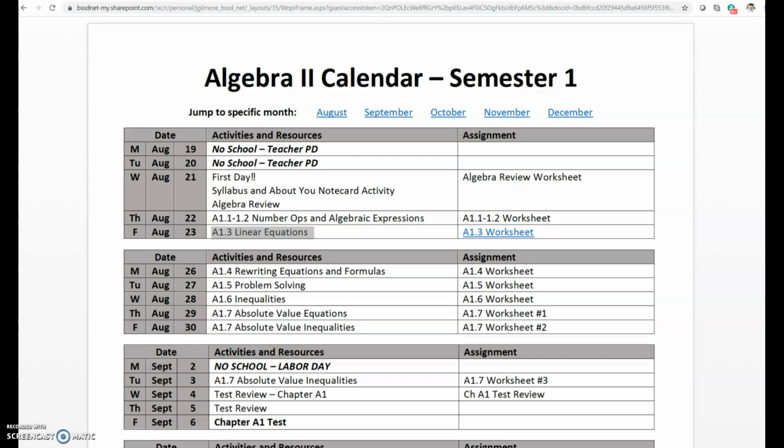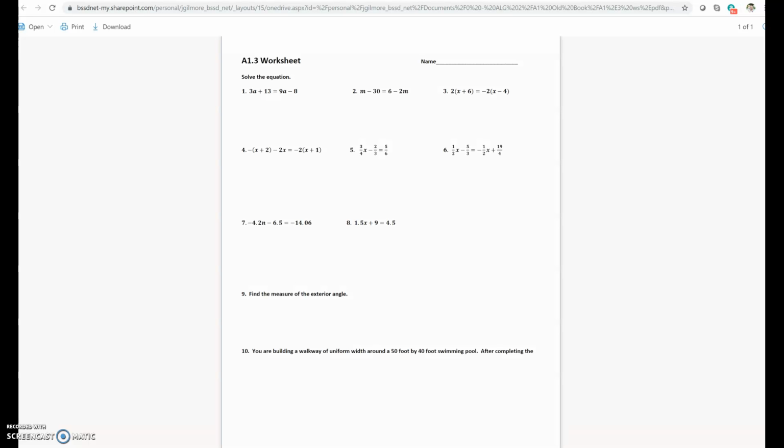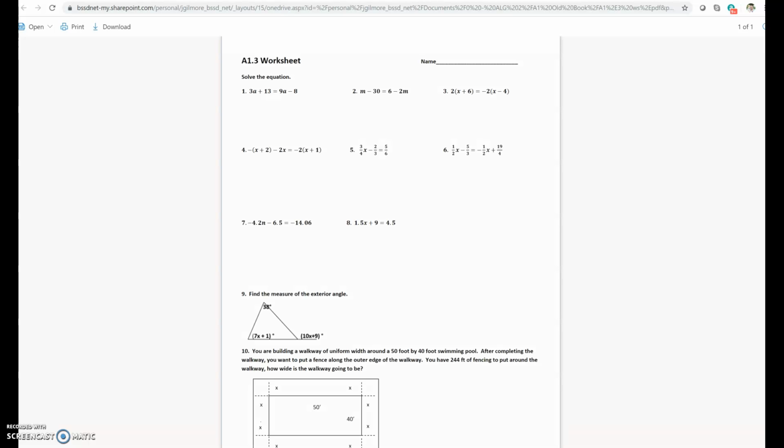I will link the video that I'm recording right here next to where it says 1.3 linear functions. And then under the assignments part, A1.3 worksheet, you click on that link. It will pop open a new window, and the PDF of the worksheet will be right there. If you wanted to download it so that you could ink on it on your computer, you could, but just look at it on your screen, write it down on a piece of paper.